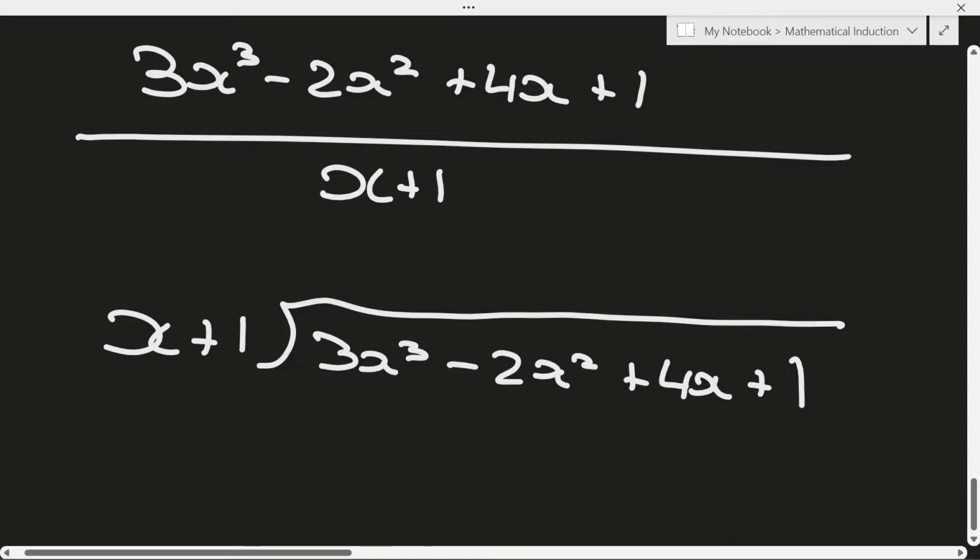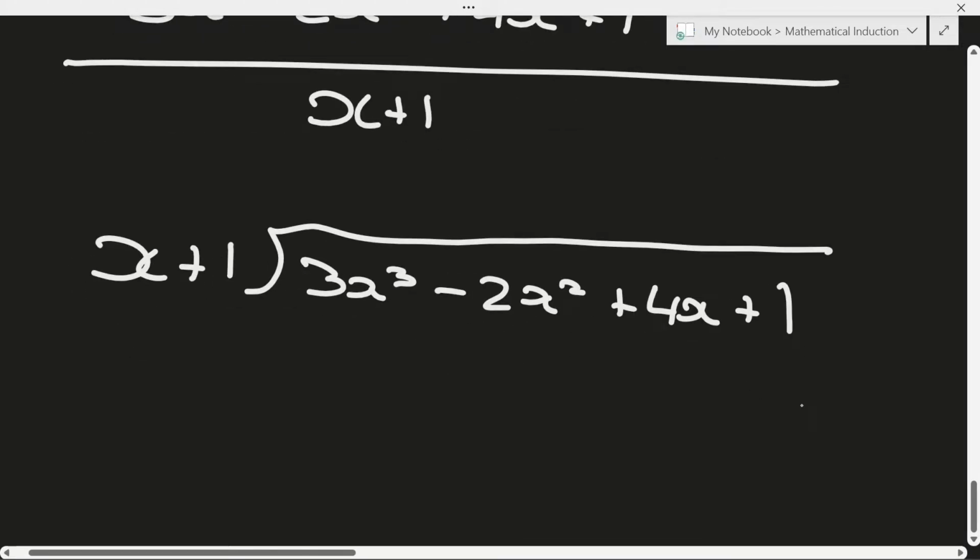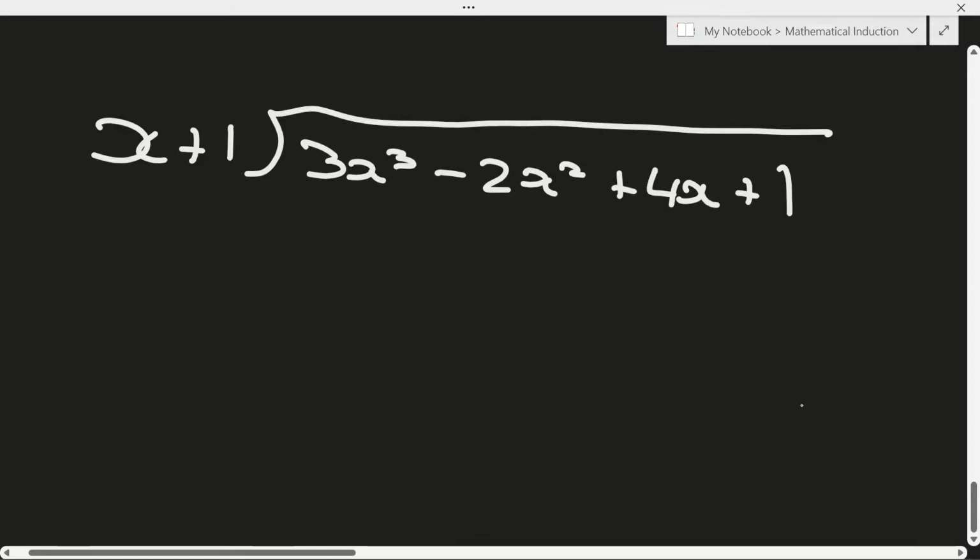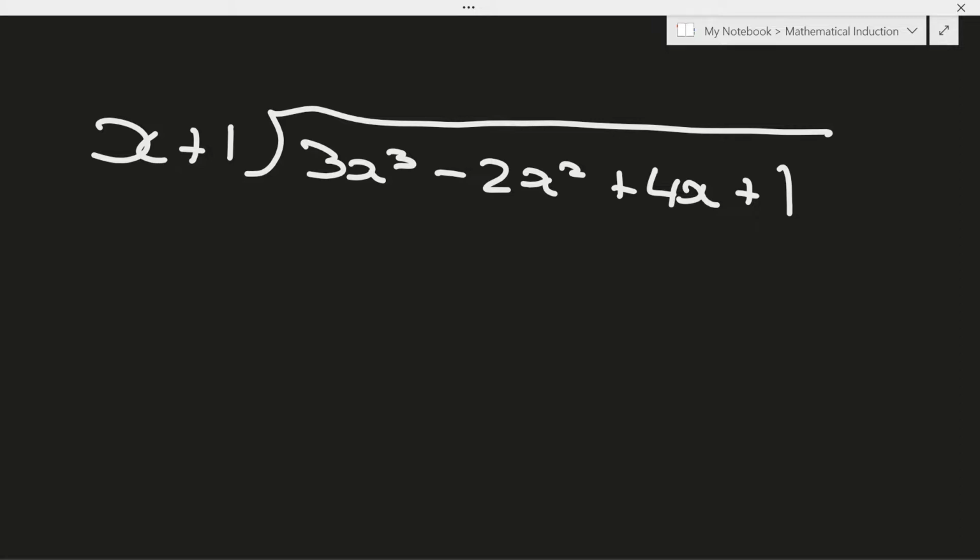But long division is very easy with polynomials. It's a very easy concept to pick up. So what we want to do is multiply this value of x here by something to get 3x cubed. So x times what? What multiplied by x will give us 3x cubed? Well, simple. It will be 3x squared. So x times 3x squared is equal to 3x cubed.